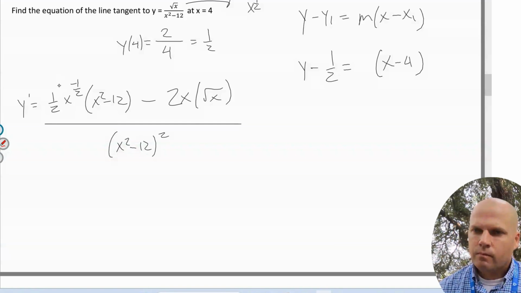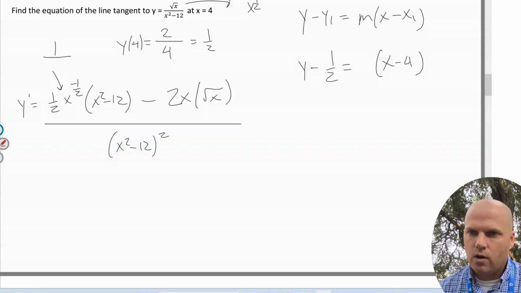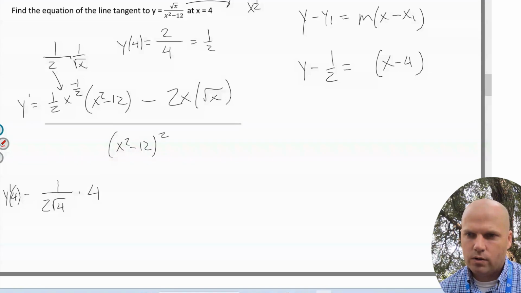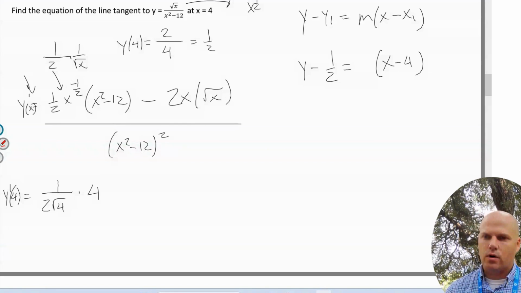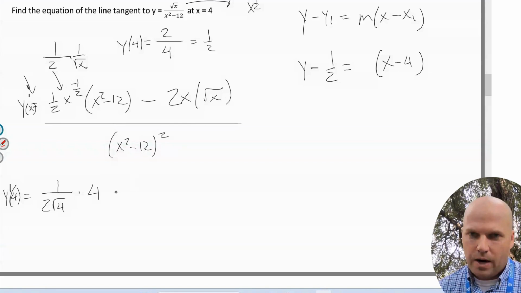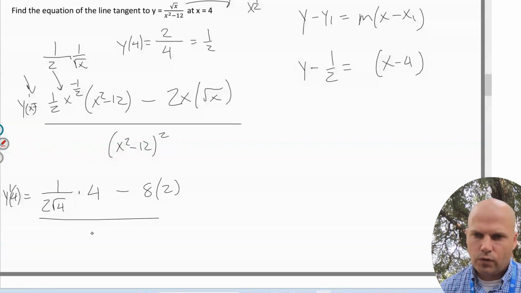Now I know this can be written as 1 over 2 times 1 over root x, or 1 over 2 root x. So I have 1 over 2 root 4 times 16 minus 12, which is 4. This is me finding the slope at 4. This is the slope of y at 4, minus 2 times 4 root 4 over 4 squared. Lots of 4s.